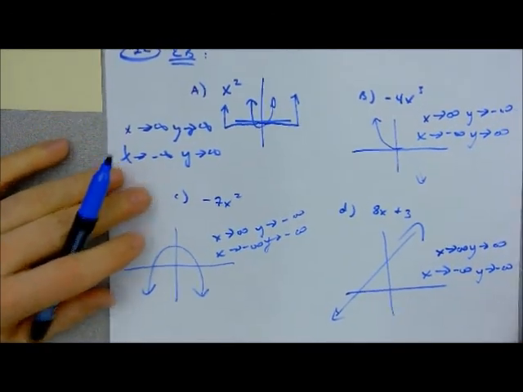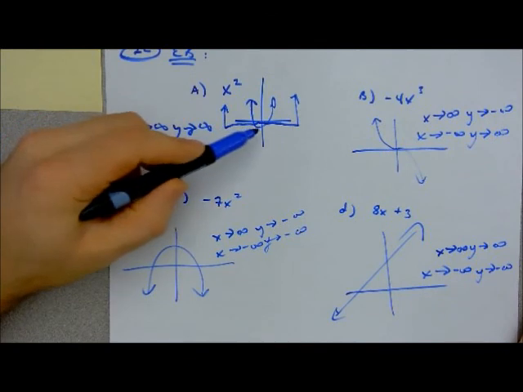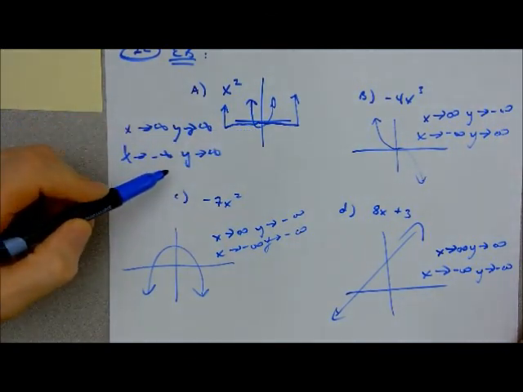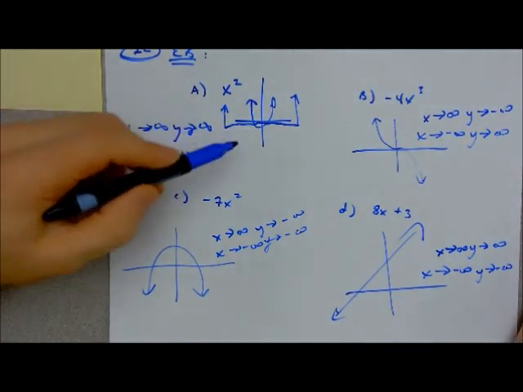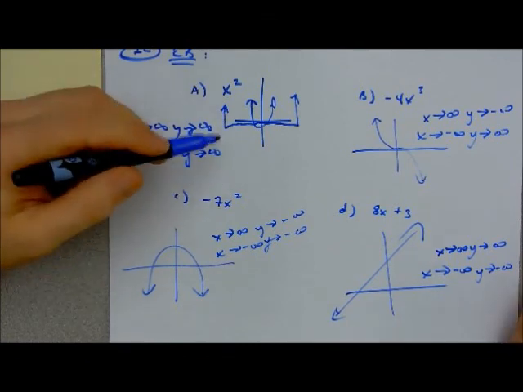So again, end behavior is you're looking as x goes to the right, which is written with infinity, and as x goes to the left, which is written with negative infinity, what does y do? And it either goes up or it goes down, and you can tell this by taking a look at the graph in your calculator.